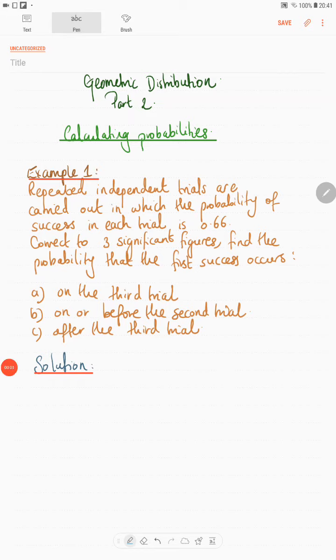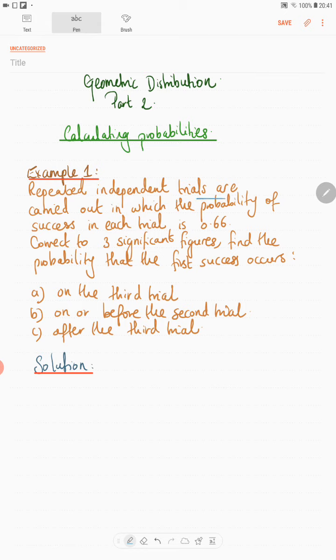This is the second part of the lesson on geometric distribution. So here we will be concentrating on how to calculate probabilities for a geometric distribution. Let's have a look at a first example.